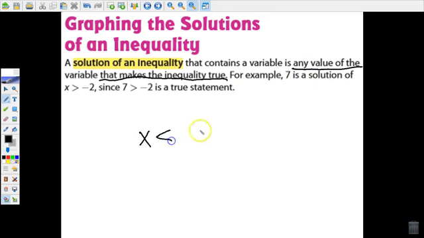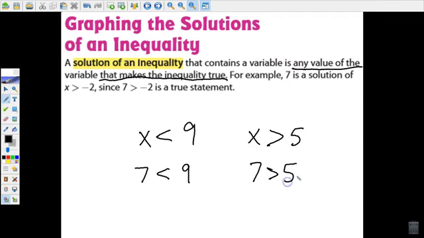So 7 is the solution for x is less than 9, because when I plug 7 in, 7 is less than 9. That's how it works. Another one where 7 is the solution: x is greater than 5. I plug that in, 7 is greater than 5, so 7 is a solution. They will say that a number is a solution for an inequality when that makes it true. When it is a true statement, that's what it means. The number is a solution for the variable.